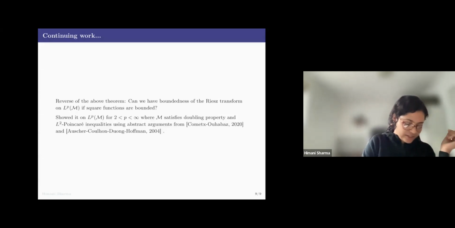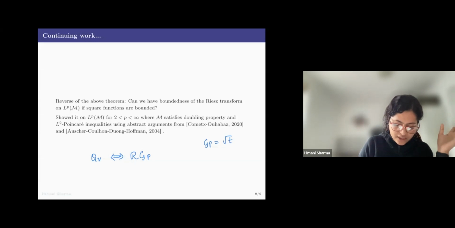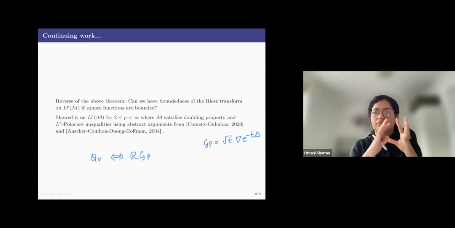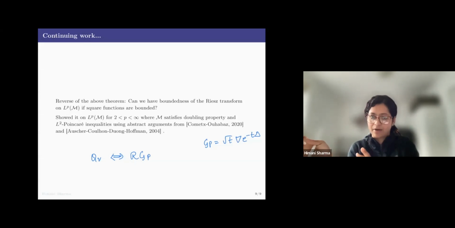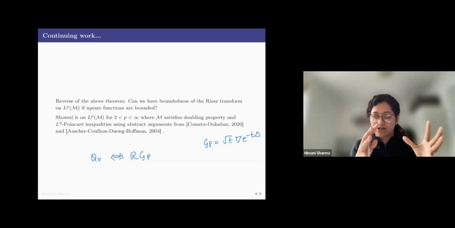So once we have this condition, they showed that the boundedness of QP implies boundedness of GP, where GP is the operator square root of T nabla e to the power minus T delta. So if this GP is R-bounded, or the set of all these operators is R-bounded, then we have the boundedness of the vertical square function. So there is a relation.